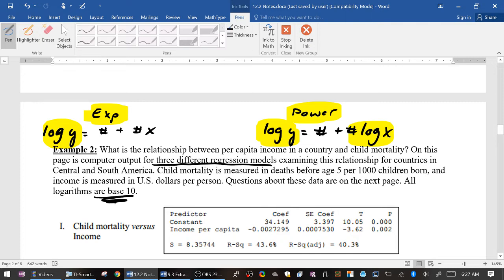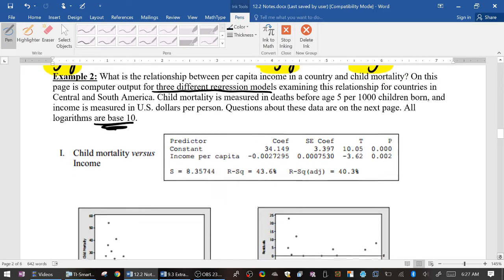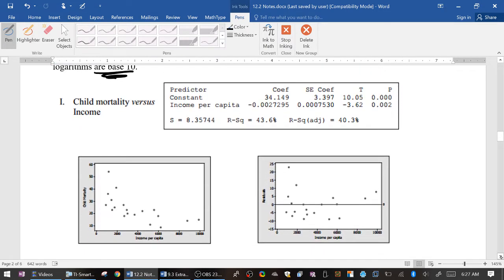So the first model that they did is just child mortality versus income. If you look on the scatter plot, I don't see any logs whatsoever. So this data has not been manipulated. It has not been scaled. It's just your regular data. Okay.